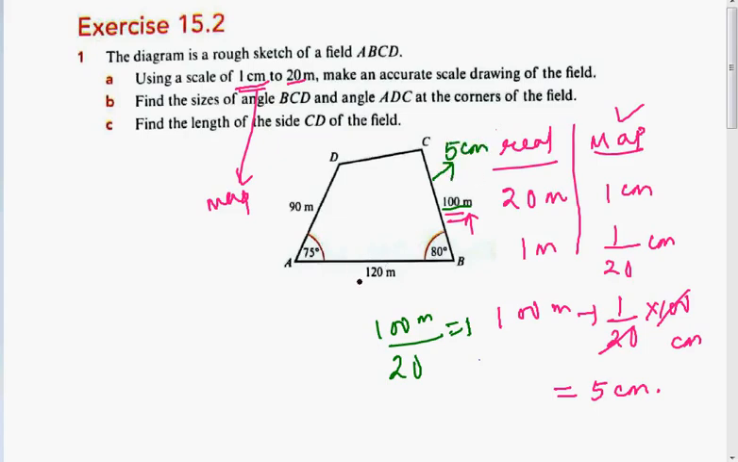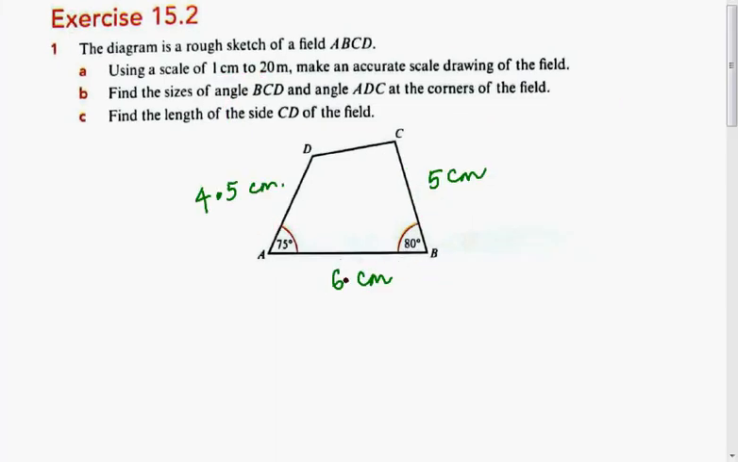Likewise, this will be 120 divided by 20, that is 6 centimeters. 90 divided by 20 is 4.5 centimeters. So this is our scale drawing. This is 5 cm, this is 4.5 cm, this is 6 cm. This is given as 75 degrees, this is 80 degrees. Now we will draw this diagram.